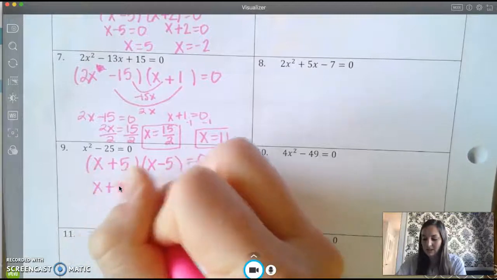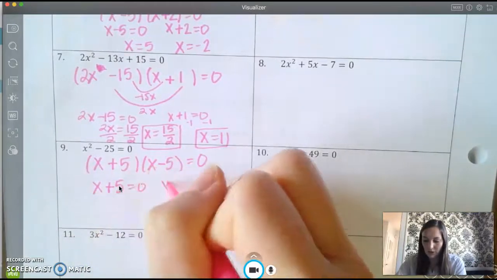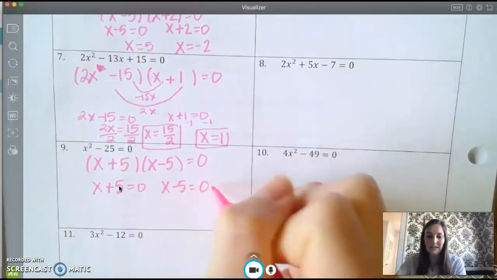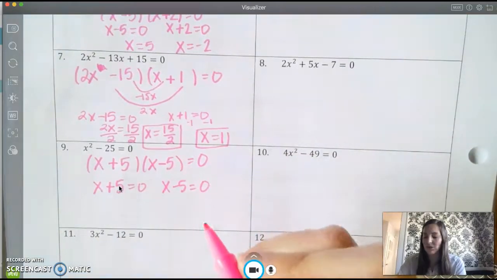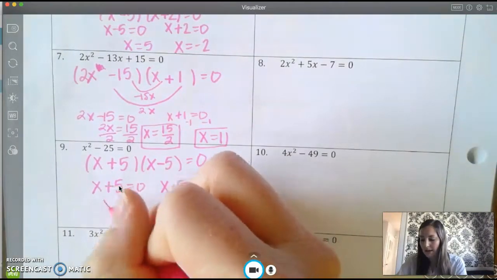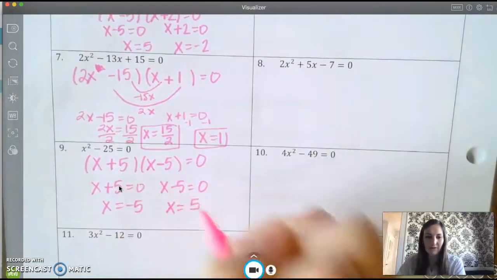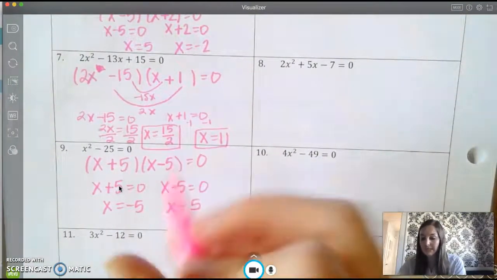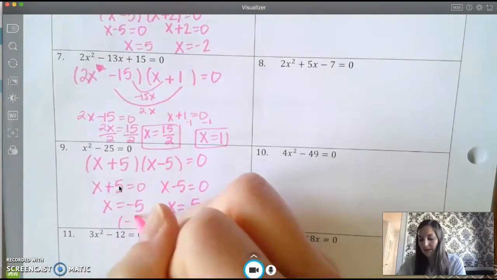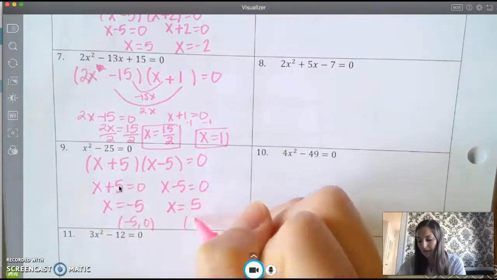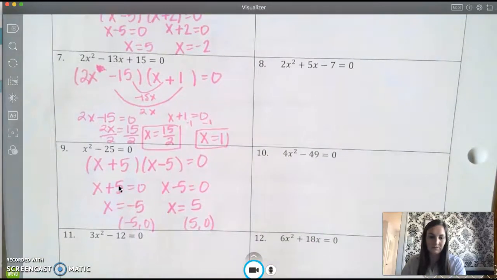So I set each of these equal to 0. You guys will get into a phase where you might skip the step I'm on and jump straight into solving. That's okay. So I get x equals negative 5 and x equals 5. So again, those are the two places I cross the x-axis, at negative 5, 0, and at 5, 0.